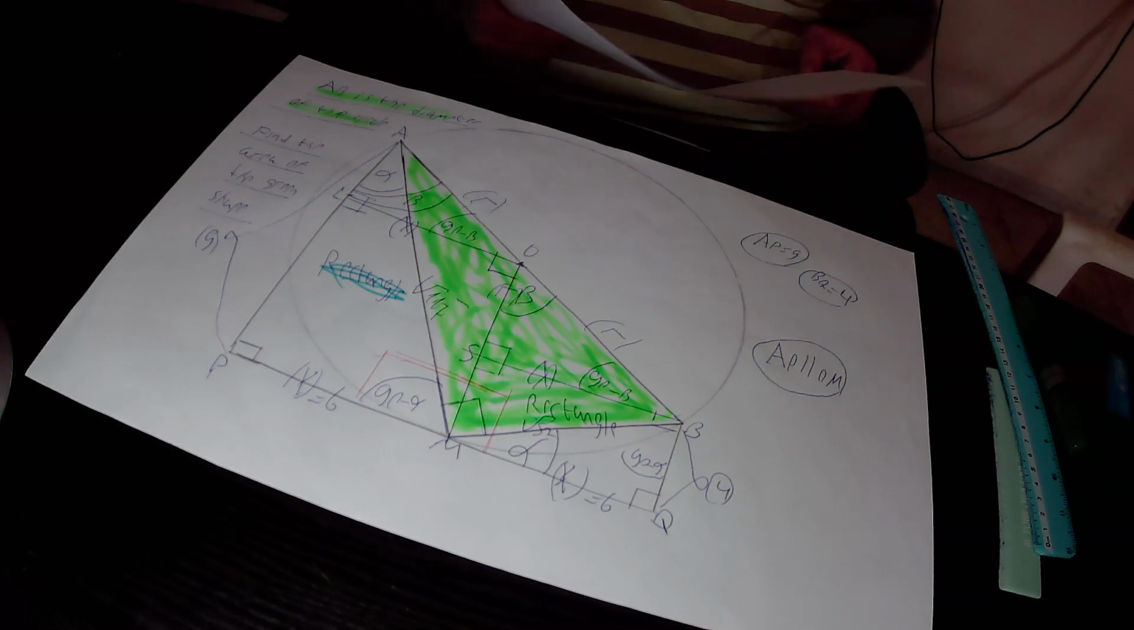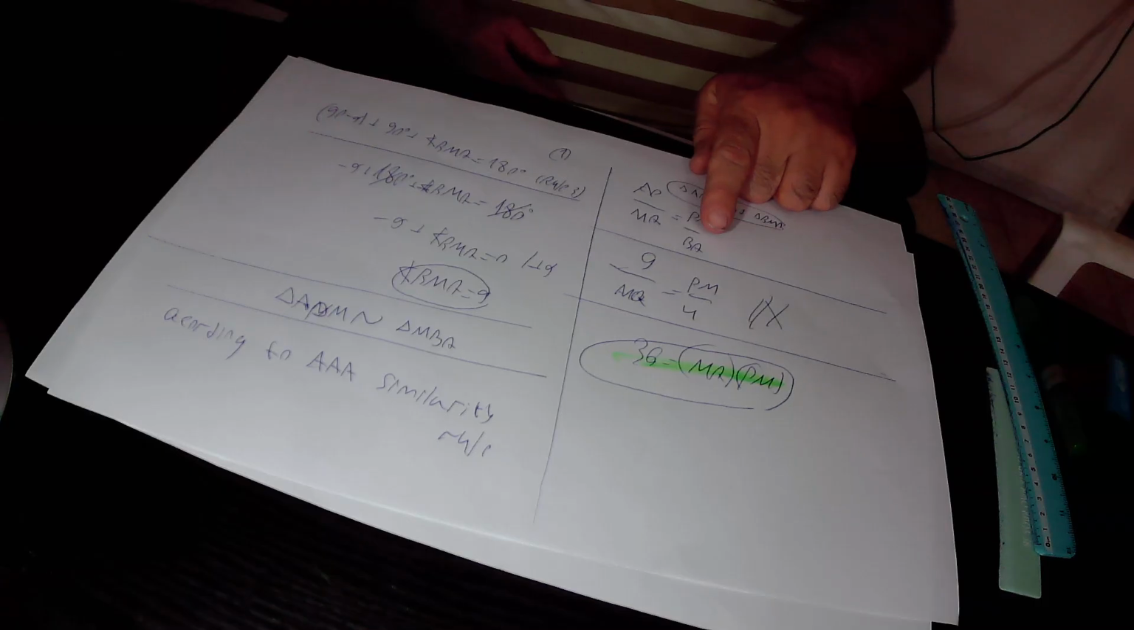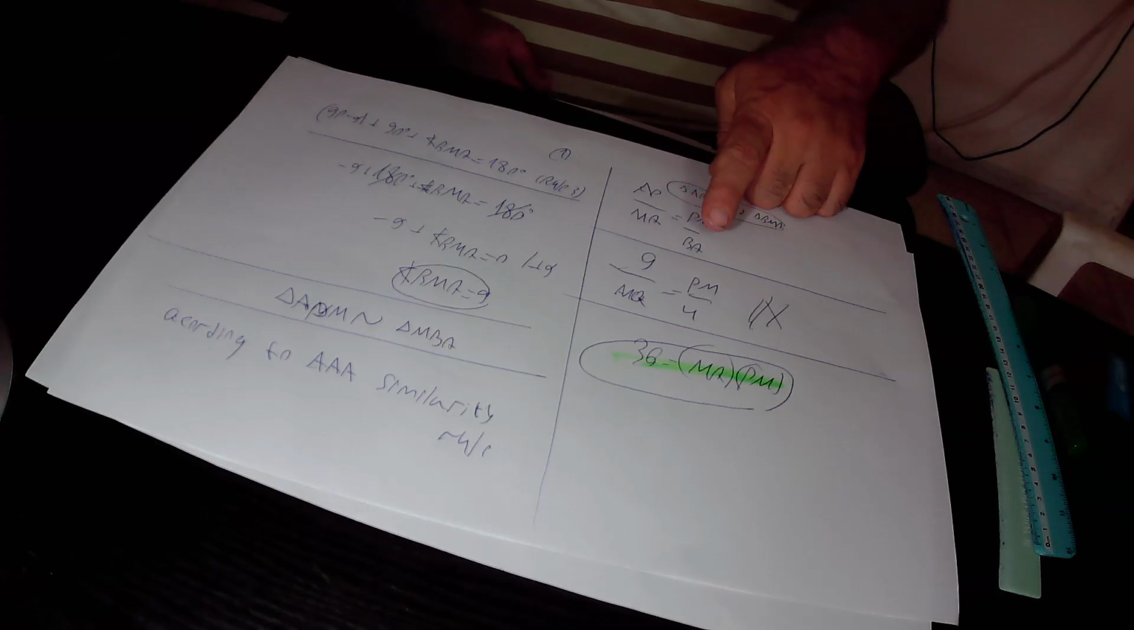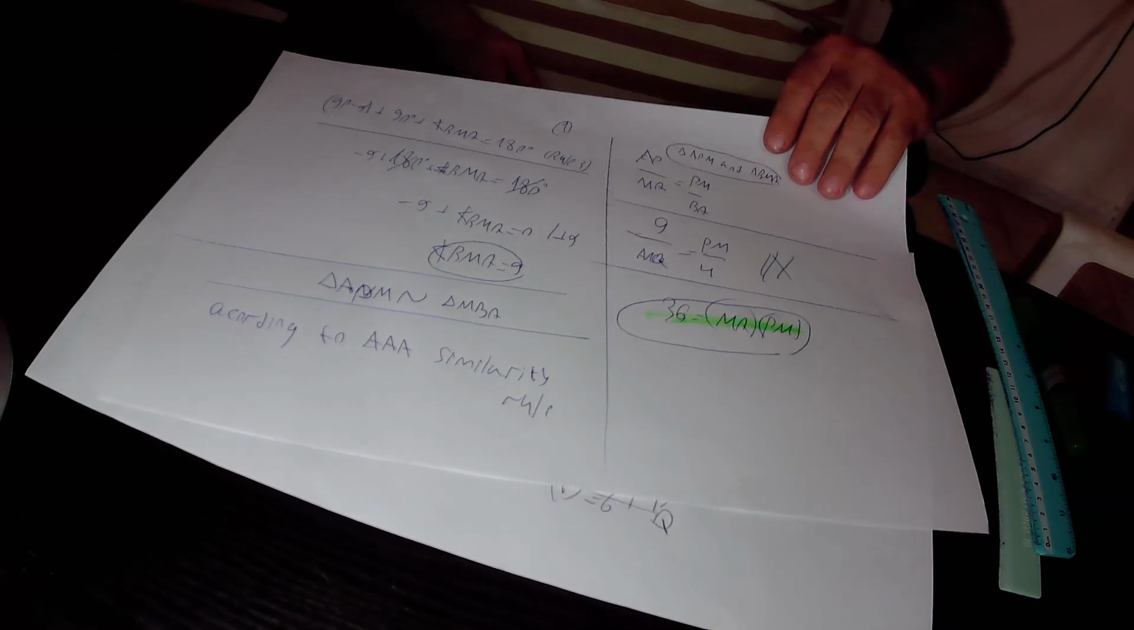So we follow that 9 over QM equals PM over 4. If we cross multiply, MQ times PM equals 9 times 4, that is 36. So 36 equals MQ times PM.